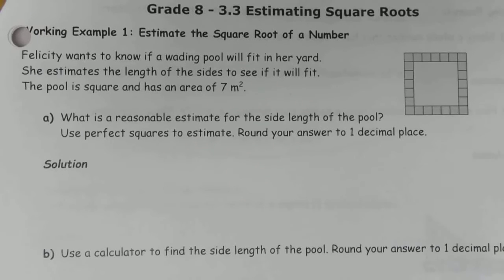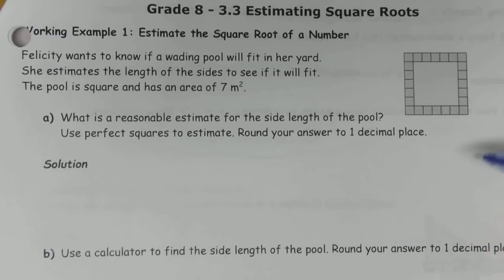Section 3.3 is on estimating square roots. So for working example number 1, estimating the square root of a number. Felicity wants to know if a wading pool will fit in her yard. She estimates the length of the sides to see if it will fit. The pool is square and it has an area of 7 meters squared.